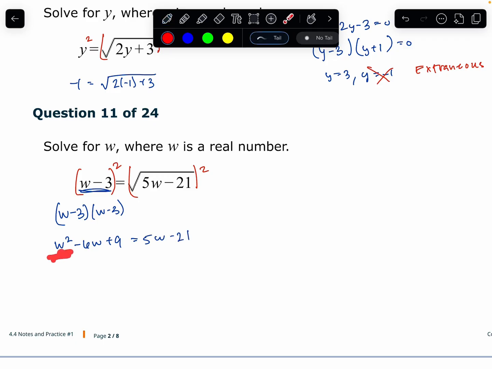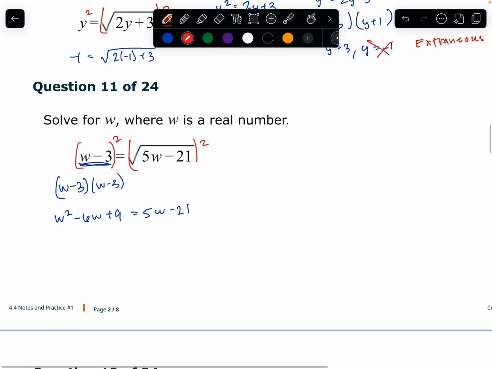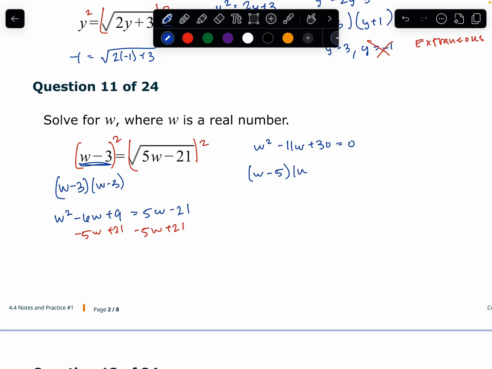Still a quadratic though. So we're going to do the same thing that we did up here, just move terms so that on the right side it's equal to 0. So subtract 5w and add 21. So we'll get w squared minus 11w plus 30 equal to 0. And I'm going to factor, so I think that turns into w minus 5 and w minus 6. So you get w is equal to 5 and w is equal to 6 as the solutions.